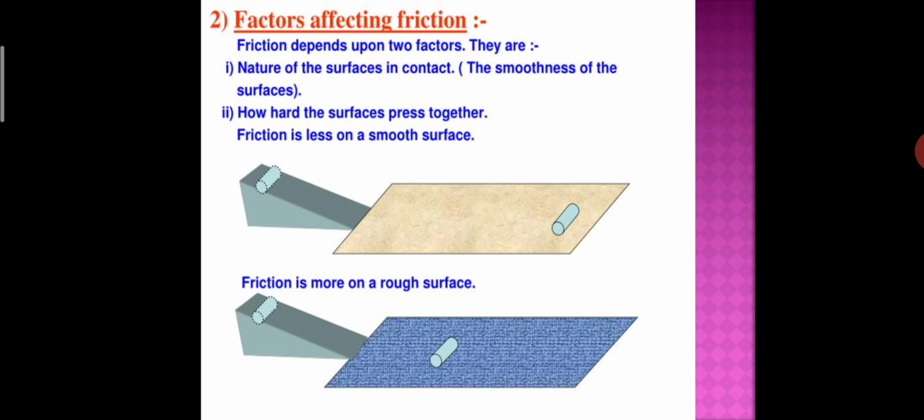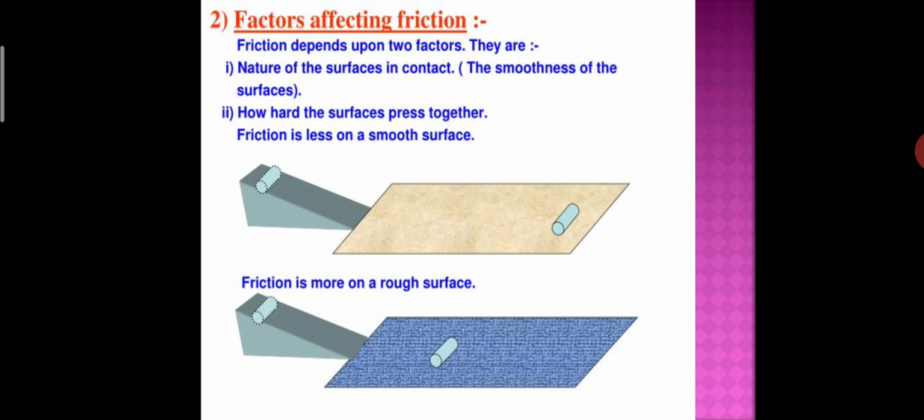If we are pushing any wood block, it has to be moved, and the friction acts against its motion. Now, what are the factors affecting friction? What factors can affect the friction? First is the nature of the surfaces in contact. The object which is in contact with the surface, depends upon the nature of the surfaces in contact; the smoothness of the surface also affects the friction.